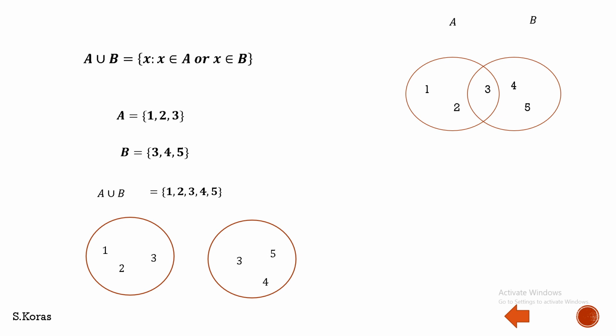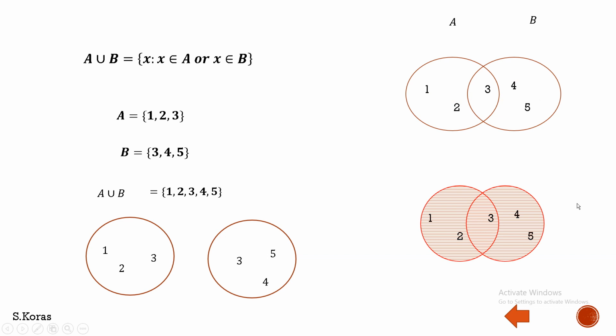Now we are going to find what is A union B. A union B is nothing but 1, 2, 3, 4 and 5, as it is here. So we have to shade all these things. This is called A union B. So A union B is nothing but uniting A and B totally. So our A union B will be like this. This is our A union B diagram.